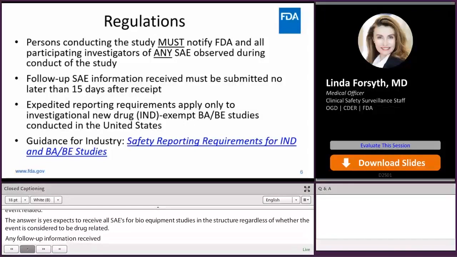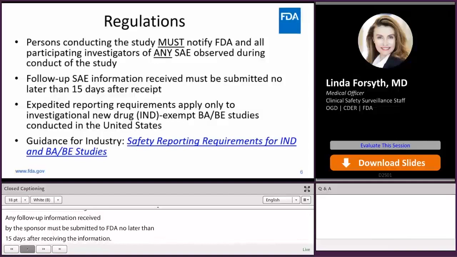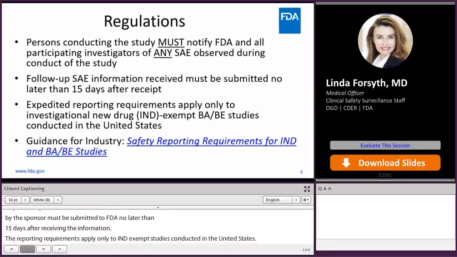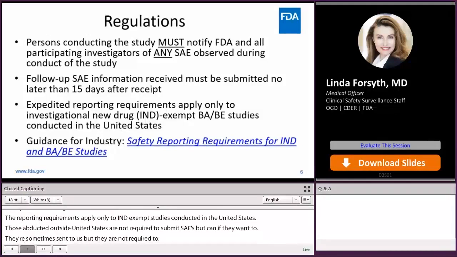These reporting requirements apply only to IND-exempt studies that are conducted in the United States. Studies conducted abroad, outside the United States, are not required to submit SAEs, but if they want to, they can, and we will review foreign SAEs if received. Sponsors sometimes send them to us, but they are not required to. Adverse event information from foreign studies is included in the ANDA submission.